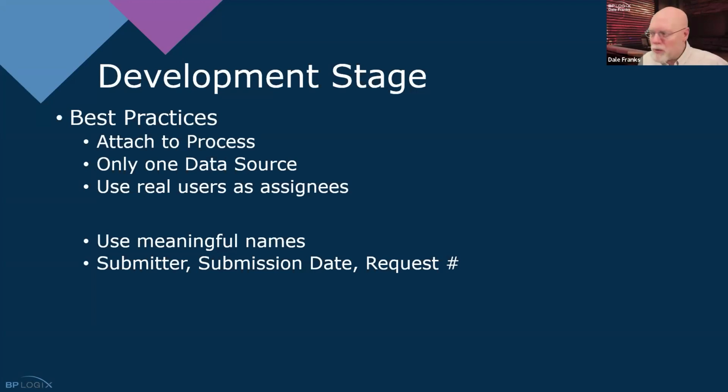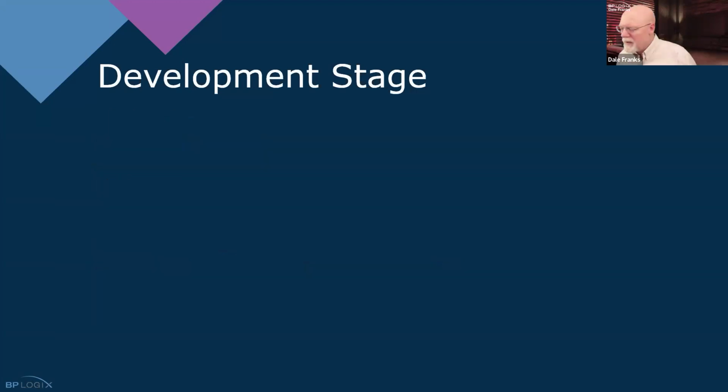Use meaningful names. We've already talked about that for all of your objects. We always recommend that you have the submitter, submission date, and request number on the form. How you determine what a request number is entirely up to you. I have several webinars where we've looked over how I do it and how I prefer to do it. So please refer to those webinars. Most specifically, the webinar on creating an application stub or an application template.